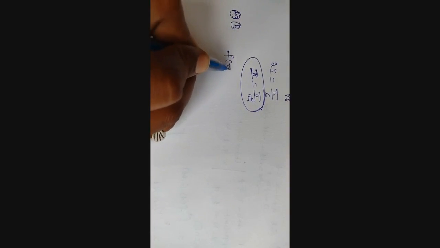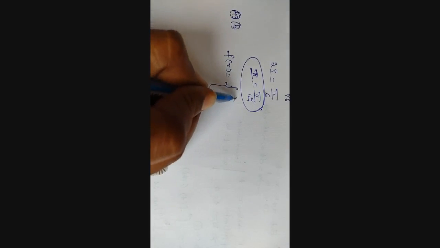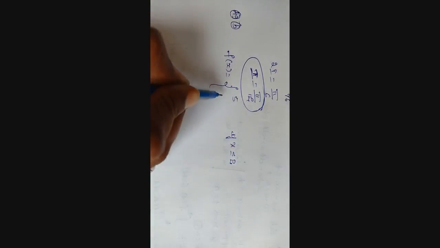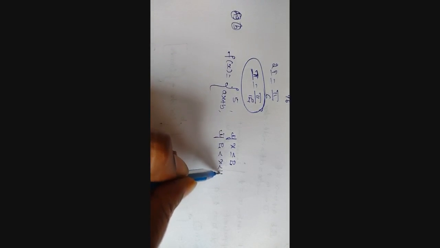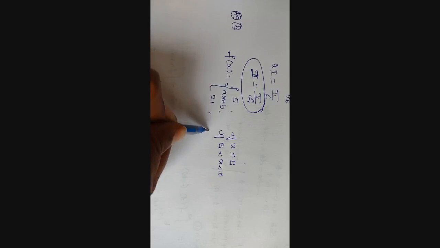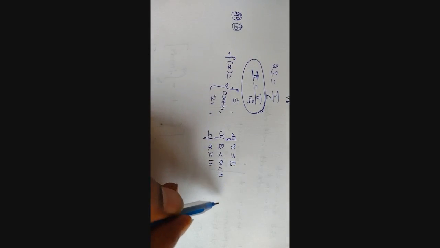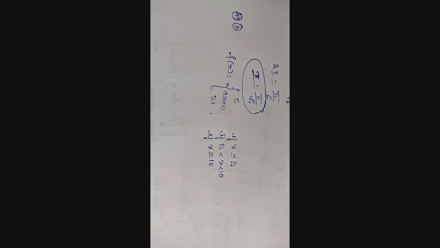49th B question: find the value of a and b such that the function f of x is equal to 5 if x is less than or equal to 2, ax plus b if 2 is less than x less than 10, 21 if x is greater than or equal to 10, is a continuous function. Clear? In this problem we have to find out the value of a and b.